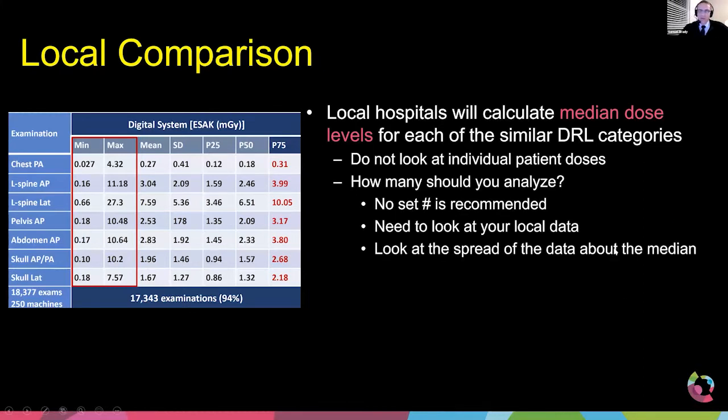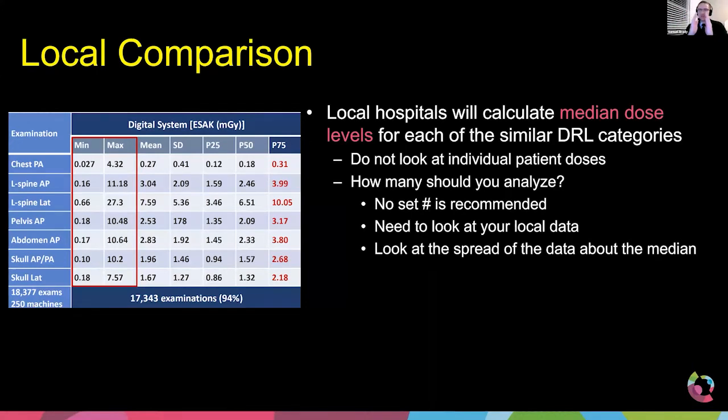But how much, when do you stop? Well, what you can do is look at the spread of your data. If you collect, let's say, 100 patients or 200 patients, you'll have your distribution and you'll be able to look at its first quartile, its second or the median, and the third quartile, obviously the mins and the maxes. And you can see very quickly if your data for the chest PA at your local hospital has a very wide range or a narrow distribution.